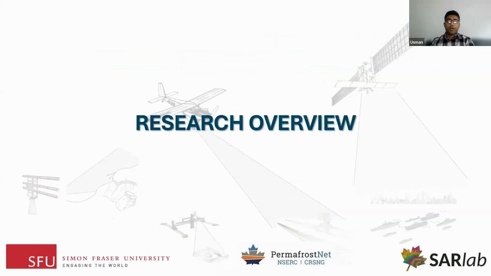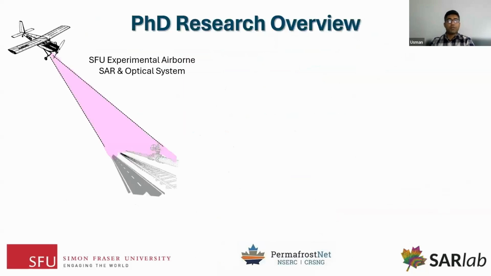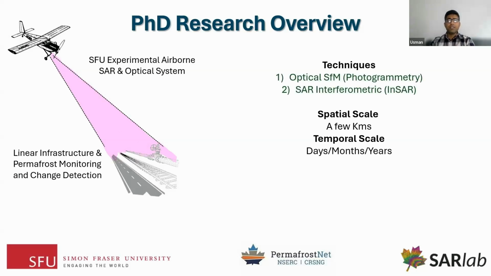First, I will give you a brief overview of the research. Please bear with me with some of the technical terms that are being used. I will introduce them later. But for now, the overall overview of the research is that we are using an airborne SAR and optical system, which is experimental. And what we are trying to do is linear infrastructure and permafrost monitoring, as well as change detection. Techniques that are being employed are the optical structure for motion and synthetic aperture radar interferometry.